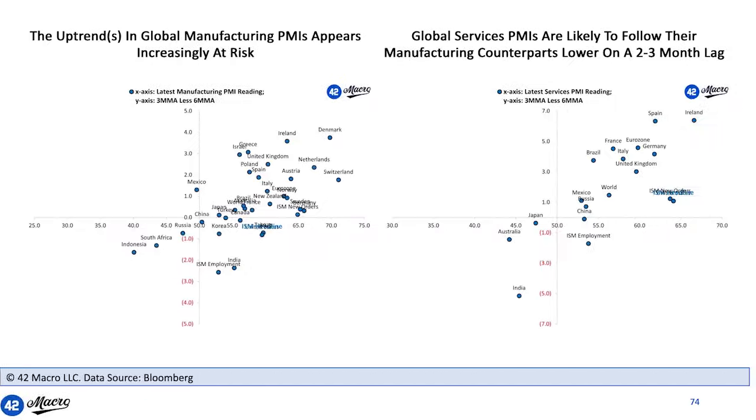On slide 74, the uptrend in global manufacturing PMIs appears increasingly at risk. So like if I showed you this chart 2 months ago, every dot would be up there in that top right box, maybe with the exception of India, but they're all starting to sag now, and you're starting to see some pretty meaningful economies dip below the line, which is indicative of a decelerating trend. Same thing with services PMI. They're likely to follow their manufacturing counterparts lower on a 2 to 3 month lag.